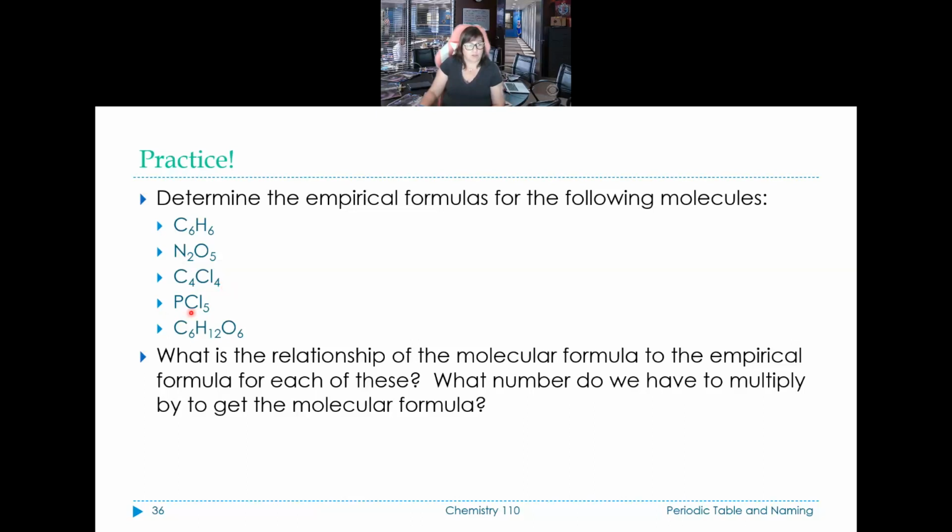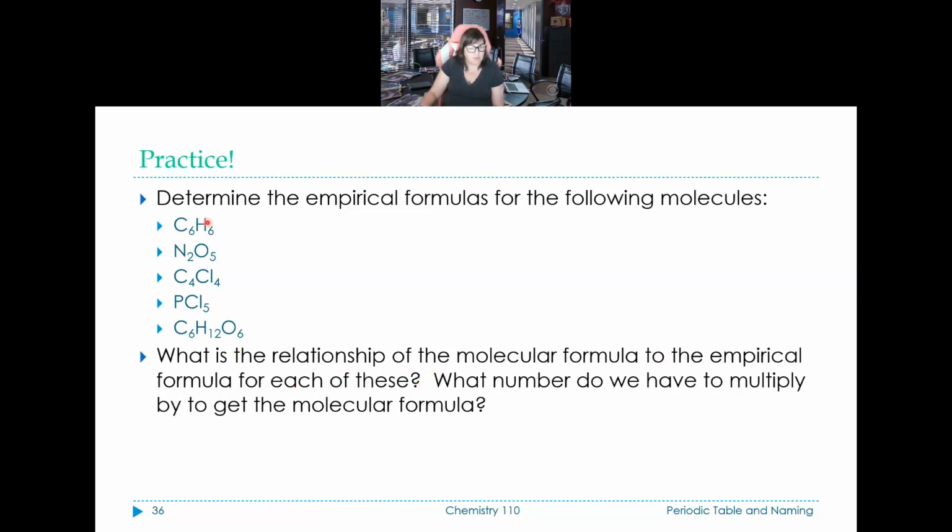Let's talk about phosphorus pentachloride, and we'll get to the naming later. I have 1 P, 5 Cl. There's no way I can divide that out, so that is not only a molecular formula, but also an empirical formula. And when we talk about C6H12O6, that's a molecular formula. If I divide this whole thing by 6, I end up with CH2O. And that's my empirical formula, CH2O. So what's the relationship of the molecular formula to the empirical formula for each of these?